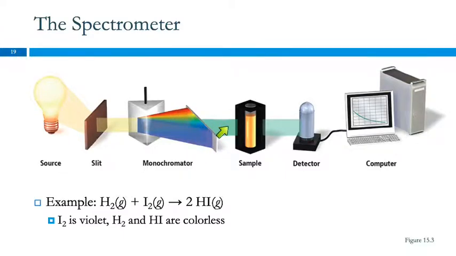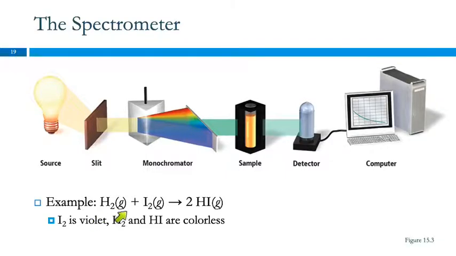So here they're using this kind of greenish color. You pass that through the sample, and then you have a detector over here. This sample is going to absorb some of that light. And so we can measure how much is left and figure out how much was absorbed, and that's related to the concentration of that compound.